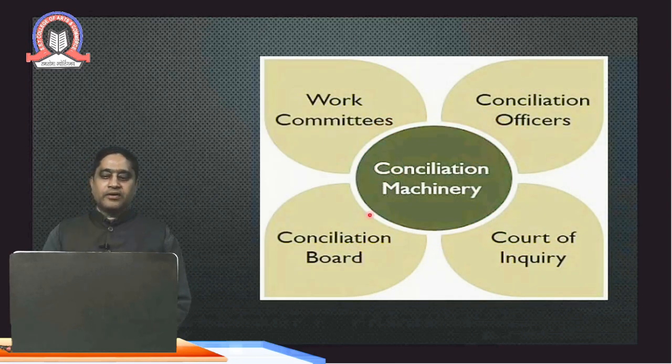Coming to the conciliation machineries under the Factories Act, the conciliation machineries are the works committee, where there is an equal number of members from the employer side and the employee side; the conciliation officer, who has been appointed by the labor court; the courts of inquiry, when the matter goes beyond the conciliation officer to the labor court or industrial court; or the conciliation board, which appoints the conciliation officer.